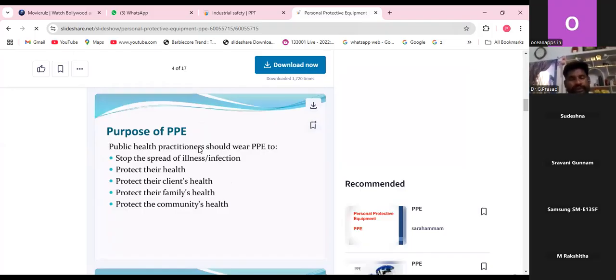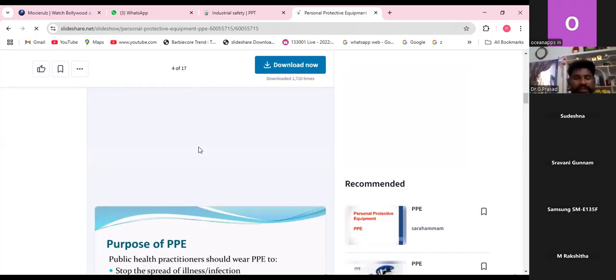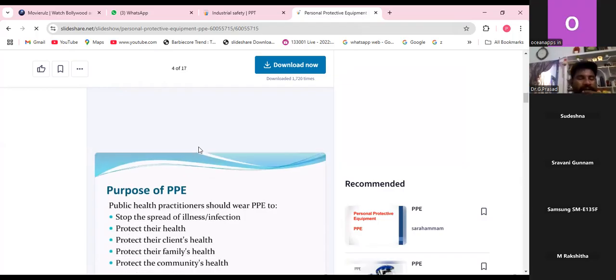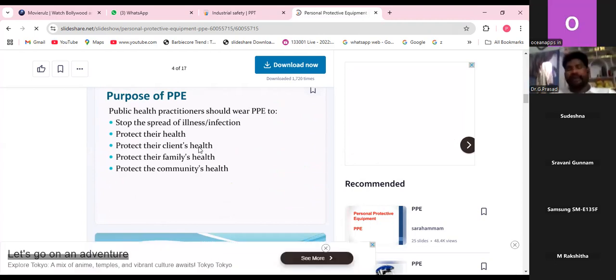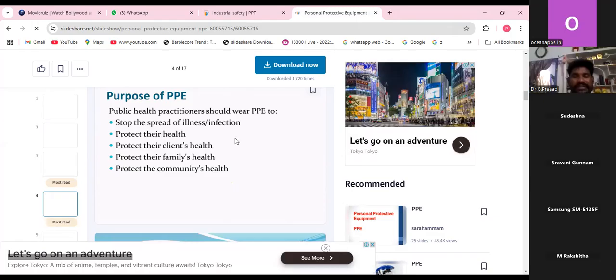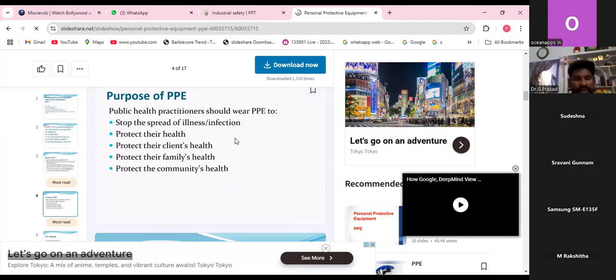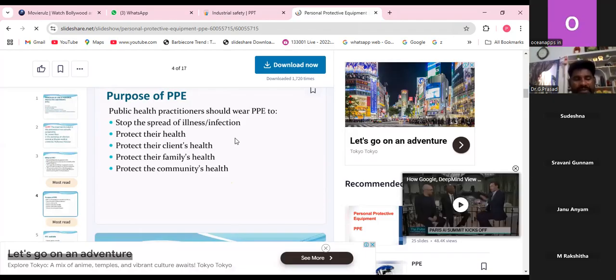Yeah. So today's second topic is PPE, personal protection equipment. Personal protection equipment is what we use while we are working in the company. What is the personal protection here? It stops the spread of illness, protects your health, protects your clients' health, protects your family's health, and protects the community's health. So that is personal protection equipment.